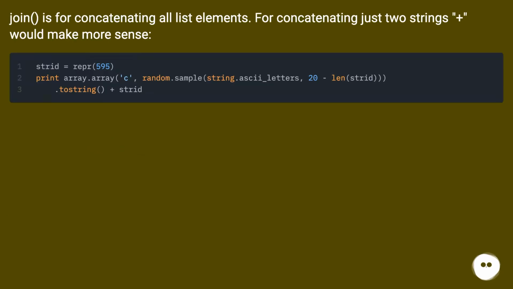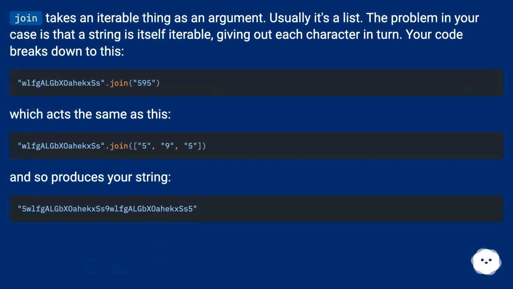Join is for concatenating all list elements. For concatenating just two strings, plus would make more sense. Join takes an iterable thing as an argument. Usually it's a list. The problem in your case is that a string is itself iterable, giving out each character in turn. Your code breaks down to this, which acts the same as this, and so produces your string.